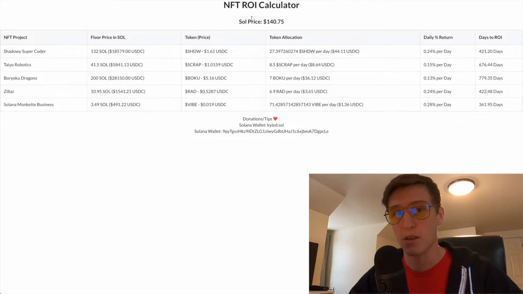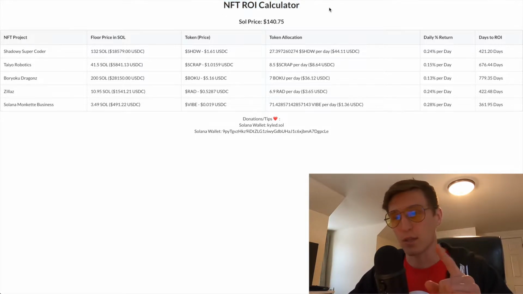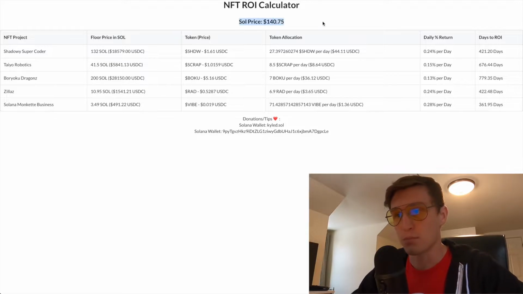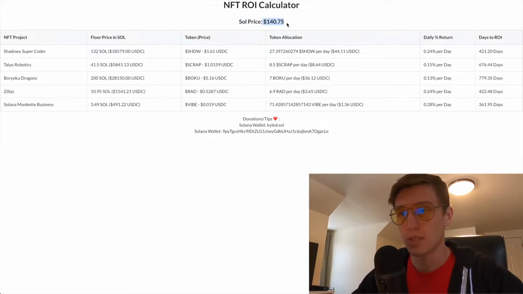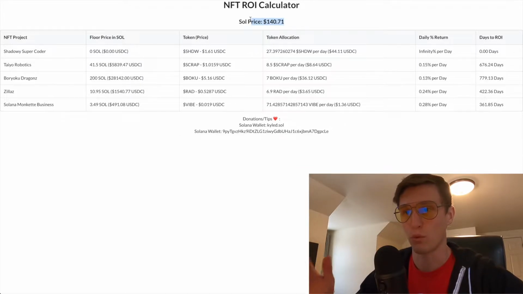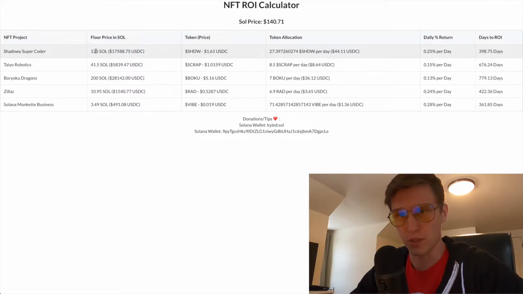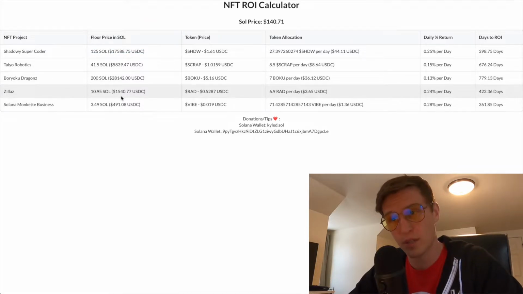This is the simple calculator that I have going now. NFT ROI calculator, great title, I know. Sol price, I just pulled this in, 140.75 USD. Let's go ahead and just refresh the page. Should update to 140.71. So right now I'm pulling in the majority of these floor prices from Magic Eden.